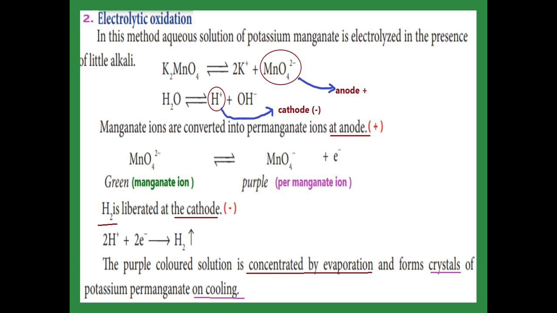Now it changes to a purple color on giving 1 electron to the anode. Now on the cathode side, which one is going? The H+. 2 H+ gain 2 electrons from the cathode and form the hydrogen molecule. That hydrogen molecule is gaseous, so it is liberated at the cathode. The purple solution we get at the anode is concentrated by evaporation, so that we get potassium permanganate after cooling.